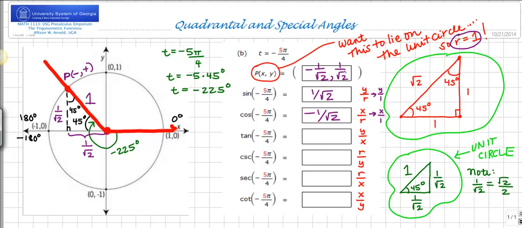Tangent is the y value divided by the x. That would reduce to negative 1. Cosecant is the reciprocal of sine. Secant is the reciprocal of cosine. And cotangent is the reciprocal of tangent. And everything falls nicely into place. But again, whether we use an arbitrary value for r or whether we are forcing our r to equal 1 to be on the unit circle, the outcome is the same.